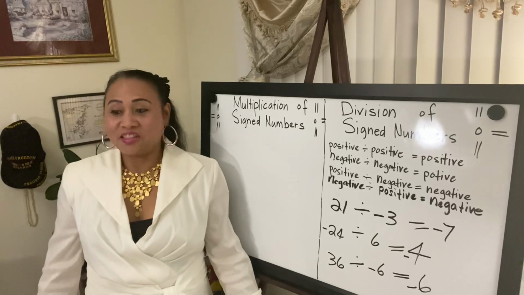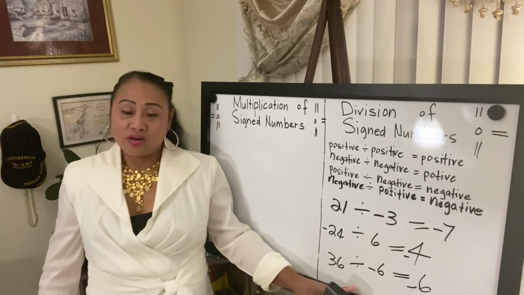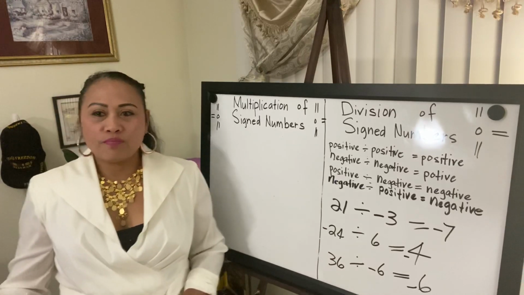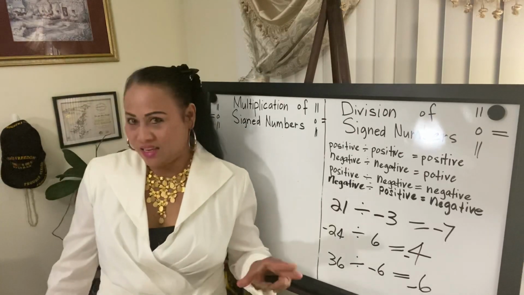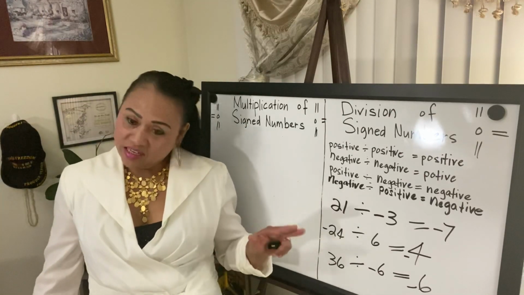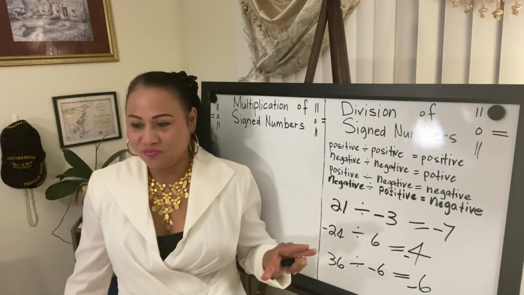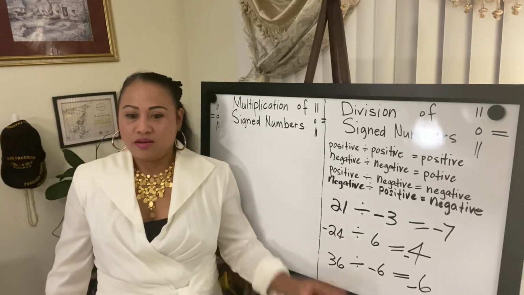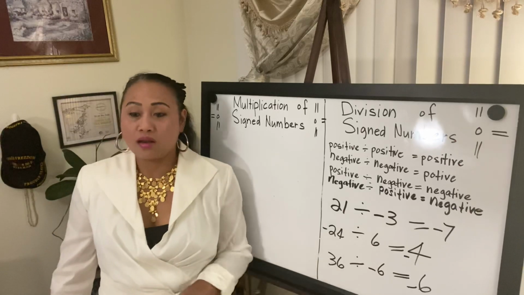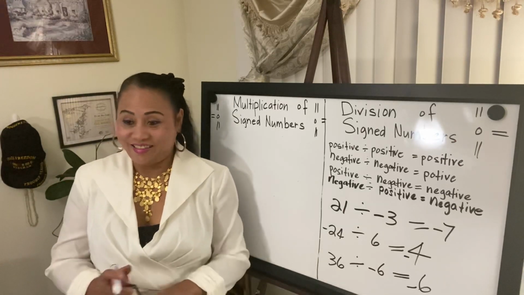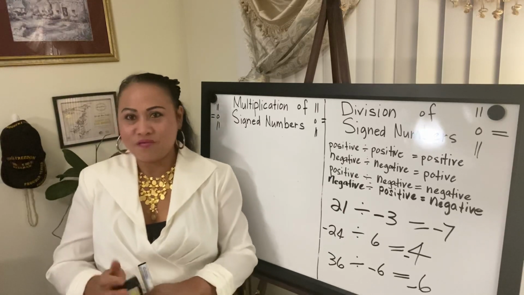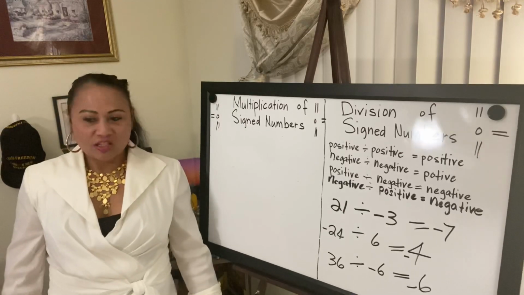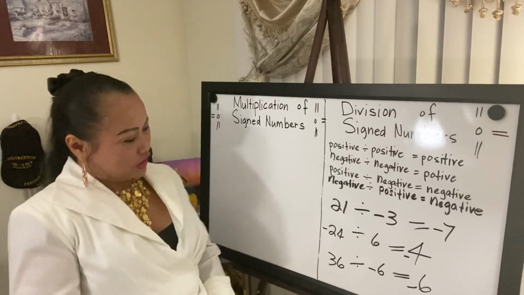Very good. It's very easy if you memorize the rule. Positive divided by positive equals positive. Negative divided by negative equals positive. Negative divided by positive equals negative. Positive divided by negative equals negative. It's very easy, right? Okay, very good. You understand very well. I hope next meeting you will get a perfect score.